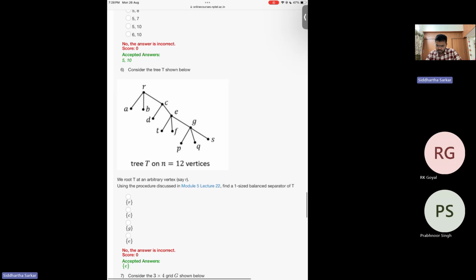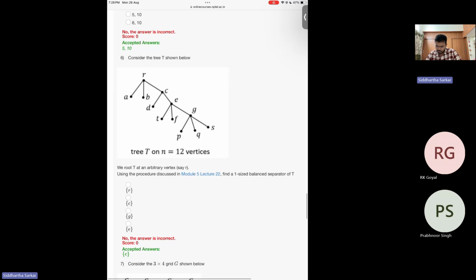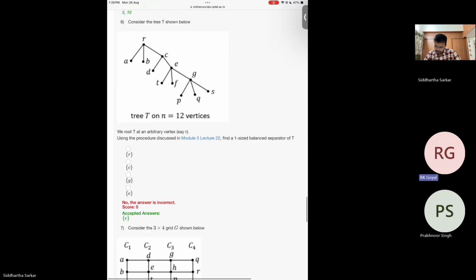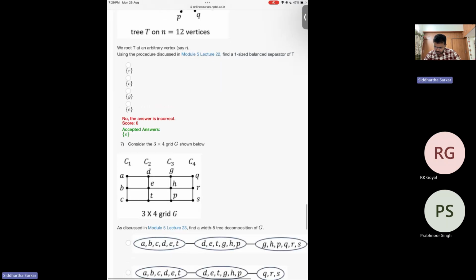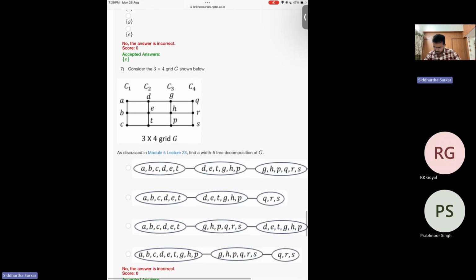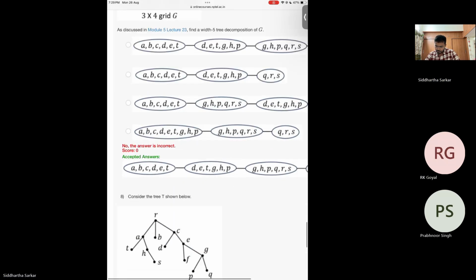And then there are some separator based questions. How do you find a vertex whose deletion separates the graph into two components of roughly equal size? That again is not very difficult. Again, there's a grid based question where tree decomposition can help.